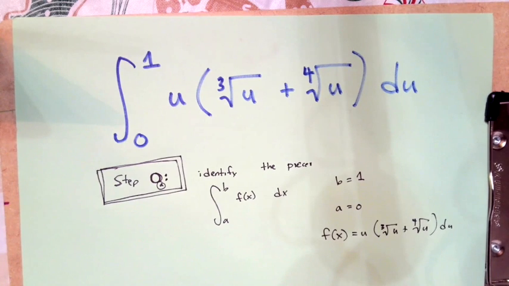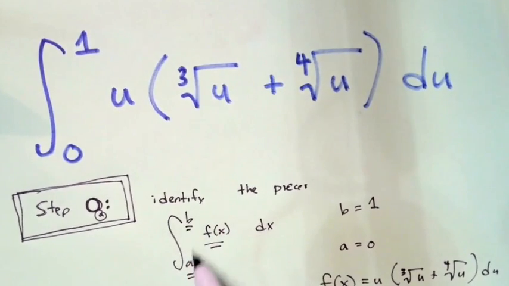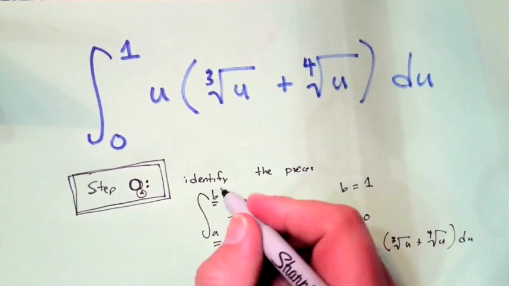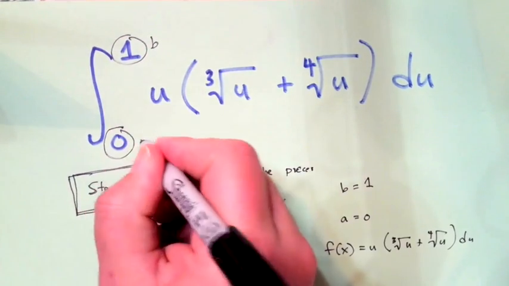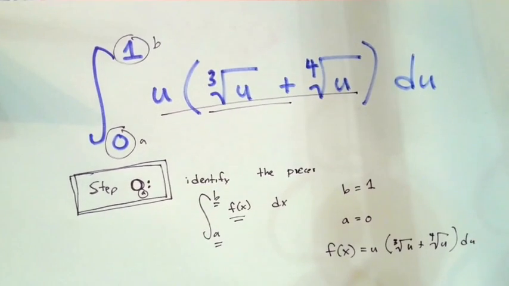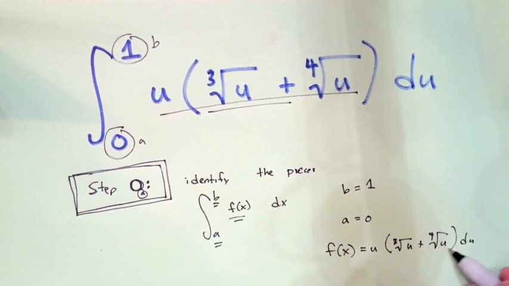We're going to look at this definite integral, and let's start with actually a step 0, which is to identify the pieces. Looking at this pattern, the definite integral from a to b of f of x dx, it helps to identify what is our b. So b in this case is equal to 1. What is our a? A in this case is equal to 0. And what is our f of x? F of x is whatever is inside the definite integral sign. So our f of x is u times the cube root of u plus the fourth root of u.